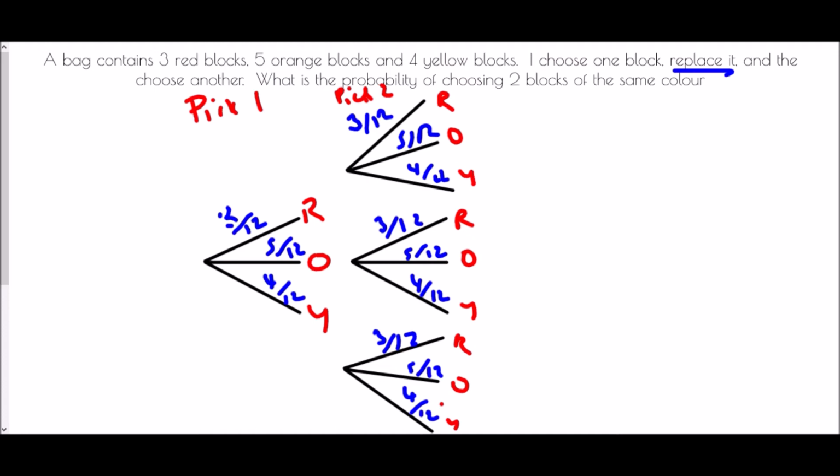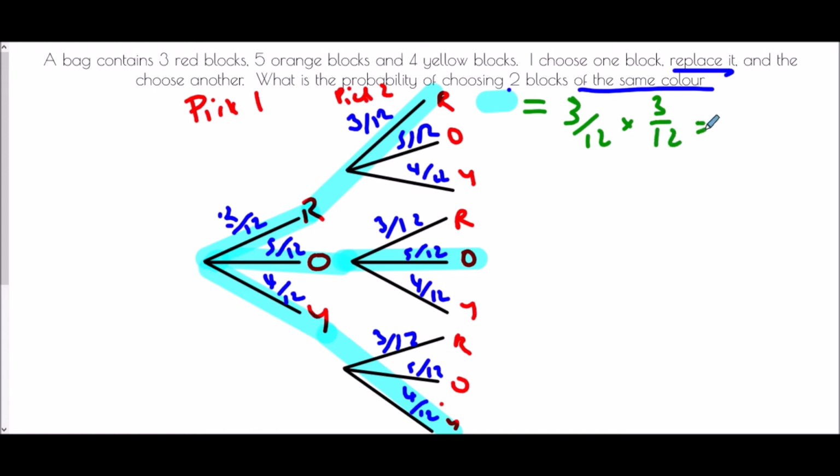And the question was, what is the probability of choosing 2 blocks of the same colour? So where on the diagram would that be? Well, if I got red followed by red, that would be 2 blocks of the same colour. If I got orange followed by orange, it would be 2 blocks of the same colour. Yellow followed by yellow would be 2 blocks of the same colour. And therefore, I need to find each of those probabilities. So, if I got 2 reds, that would be 3/12 times 3/12. So I would have 9 out of 144.